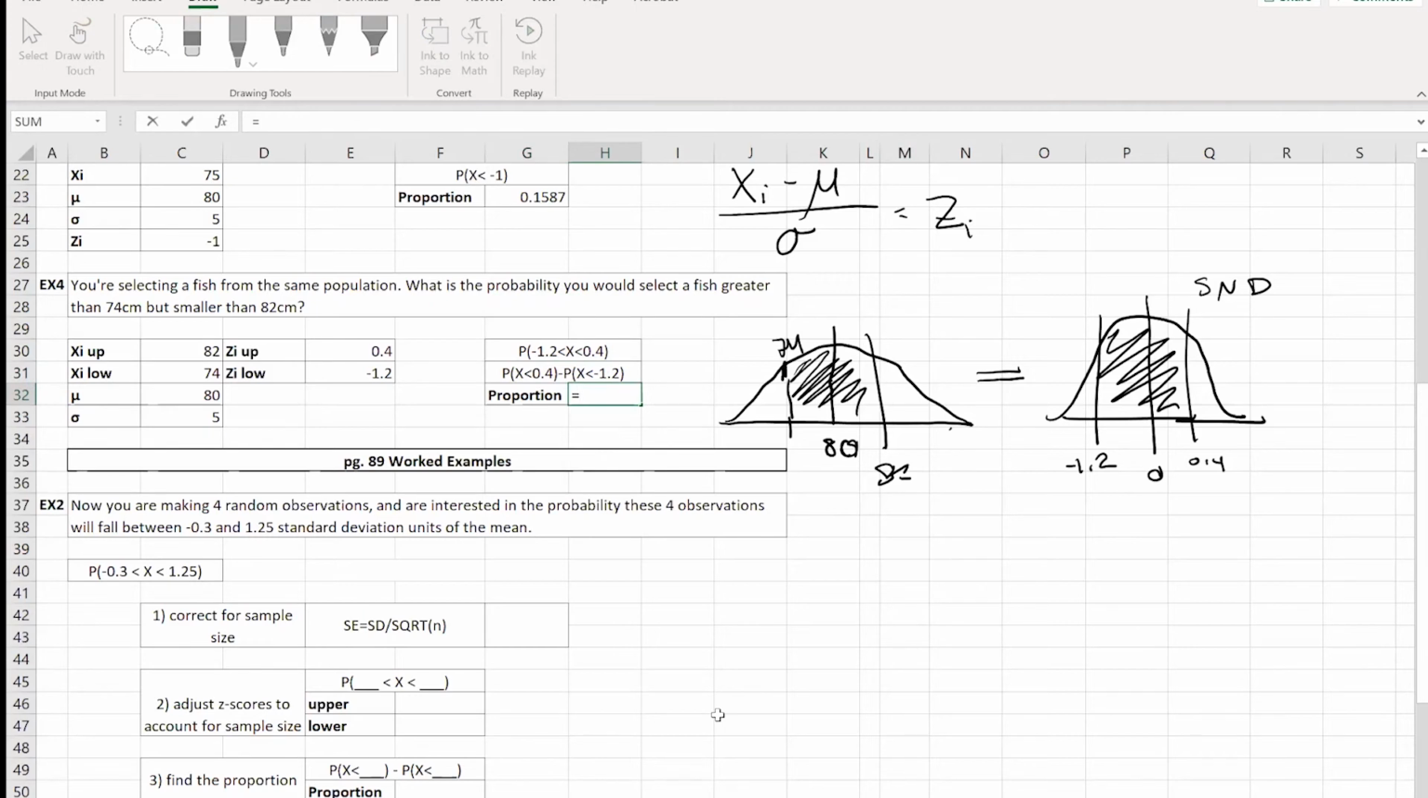When I look up on the table, the probability that a value is less than 0.4 is 0.6554, minus the probability of a value being negative 1.2. So I go to the table, go down on the left to negative 1.2 and across to 0.1151.